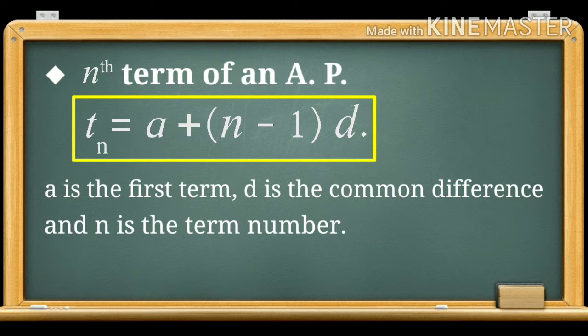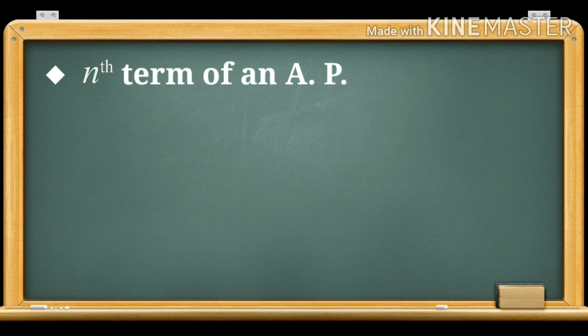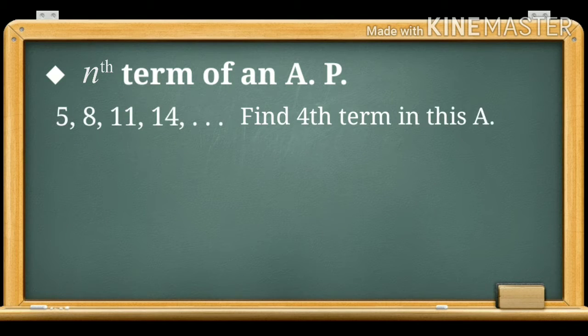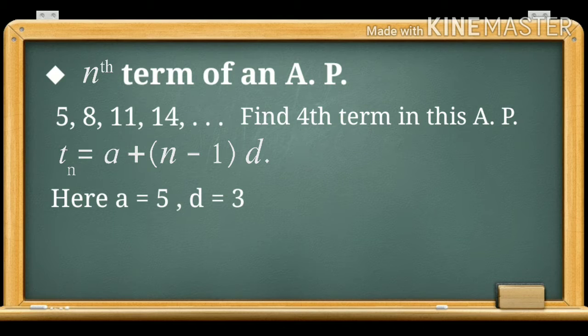So let's try out this formula. We want to find the fourth term in this AP. So we want to find T4, right? Using this formula, we will start with A. A means first term. In this sequence, the first term is 5. Therefore A is 5. And D means common difference between two consecutive terms, which is 3. That is, D is 3.